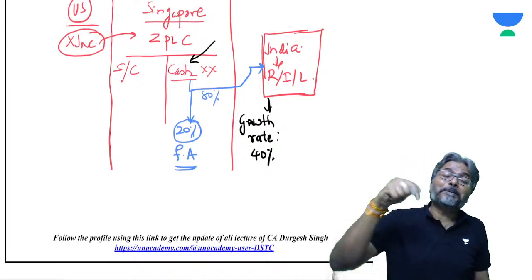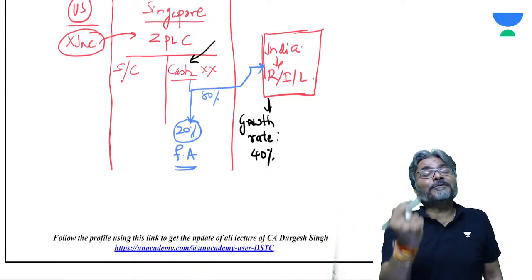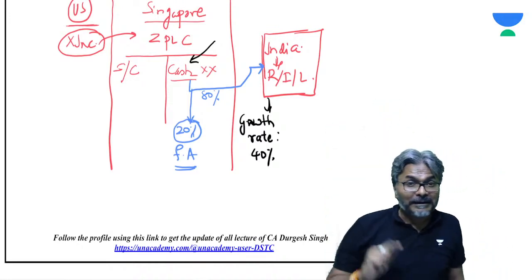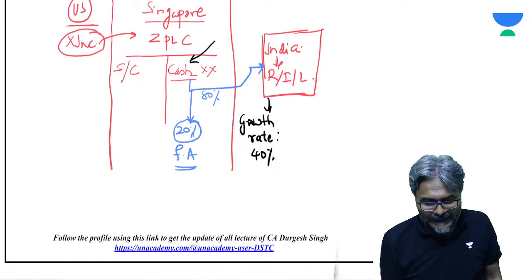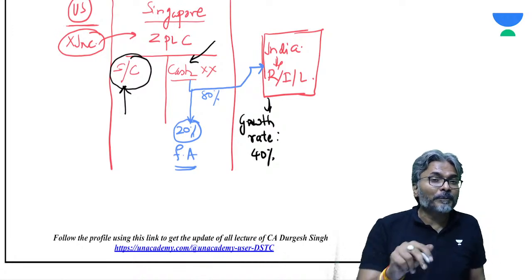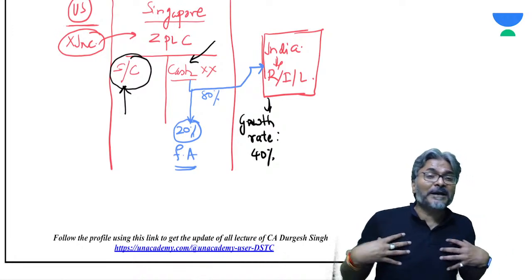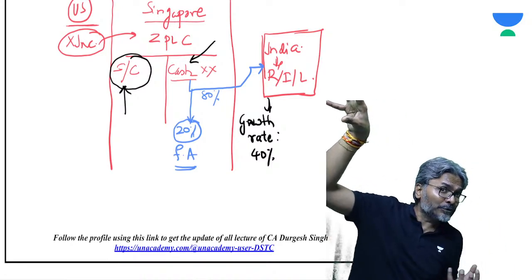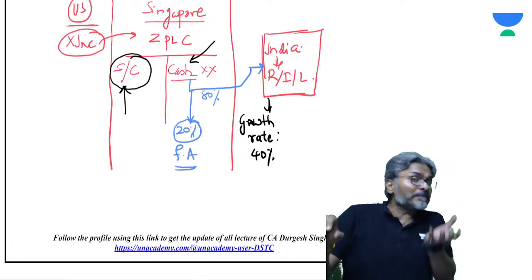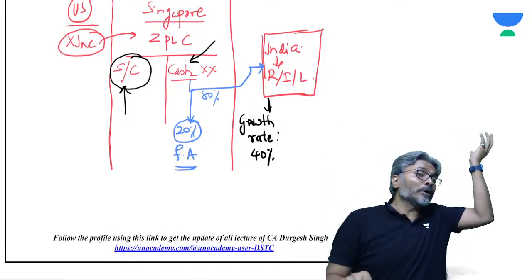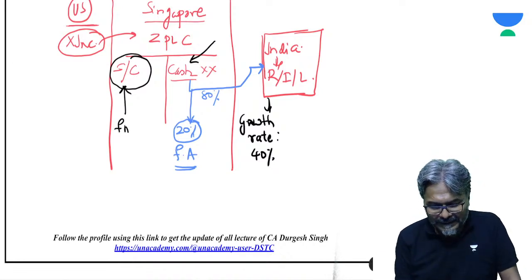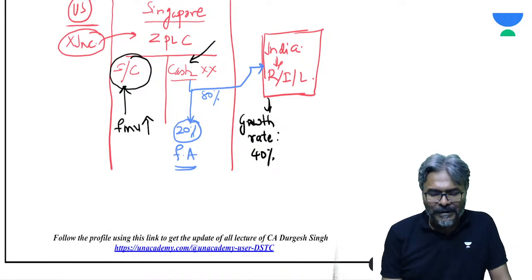So what is the impact if the fair market value of the assets of ZPLC, which is a foreign company, goes up? The impact would be on its own share price. If the fair market value of my asset goes up, it will have an impact on my own share price. The fair market value of my own shares will also go up.